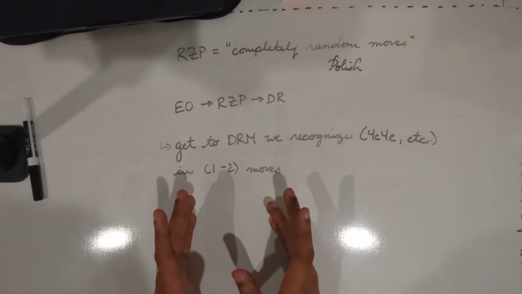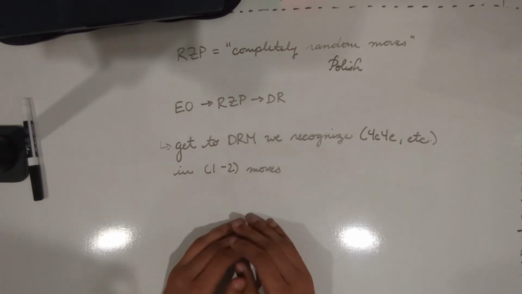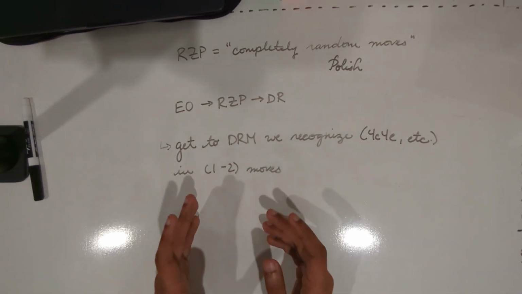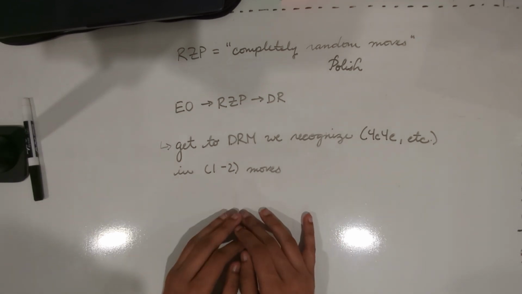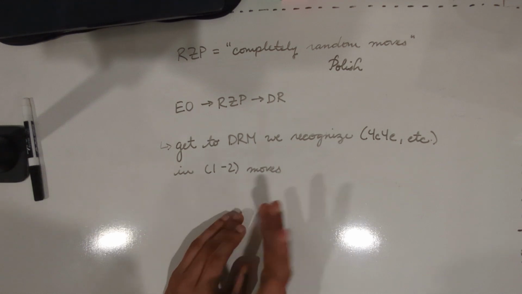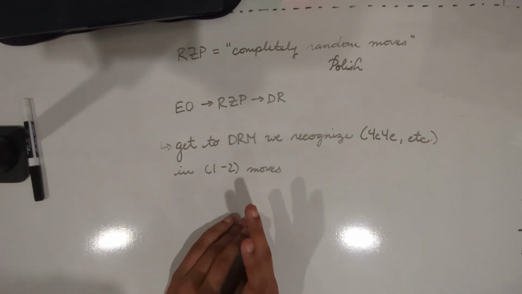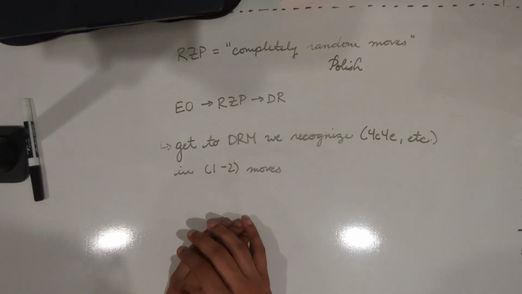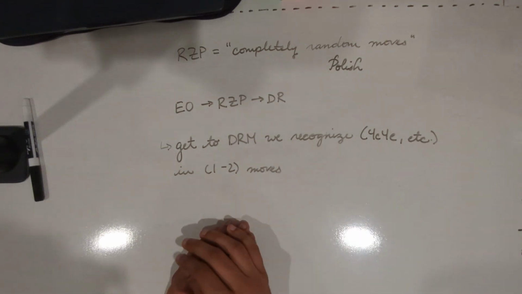Now, sharp viewers may have noticed a problem. In the previous examples that we looked at when we were counting DRM, we didn't actually have any of these triggers. So what do you do in cases like this? This is where humans diverge from computer solvers, as we need an intermediary step, which we call RZP. Supposedly, in Polish, it means completely random moves, and getting to RZP is the same as doing a couple moves, usually 1 to 2 moves, in order to get to a DRM that you recognize, 4C4E, 4C2E, etc.